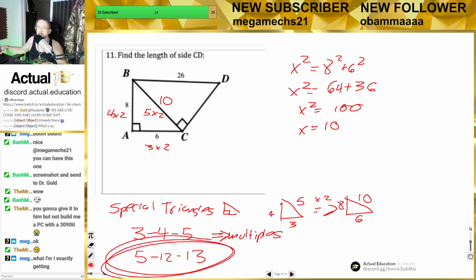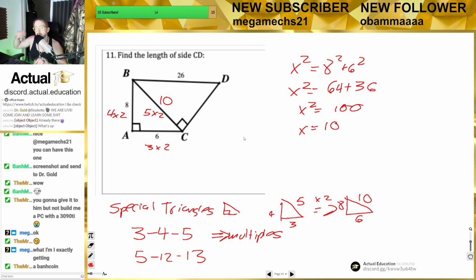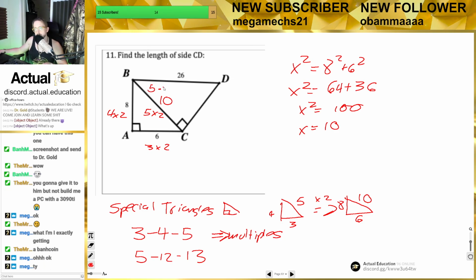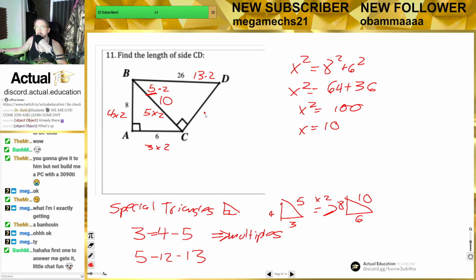What if we looked at this one, guys? I want Nolan to answer it. Okay, so 5 correlates to 10, 13 correlates to 26, and then 12 would correlate to CD. So what would CD be? So this was 5 times 2, which was 10. This was 13 times 2, which is 26. What's the missing side in a 5, 12, 13? See how 5 times 2 gets me my 10? And this is 12 times 2.